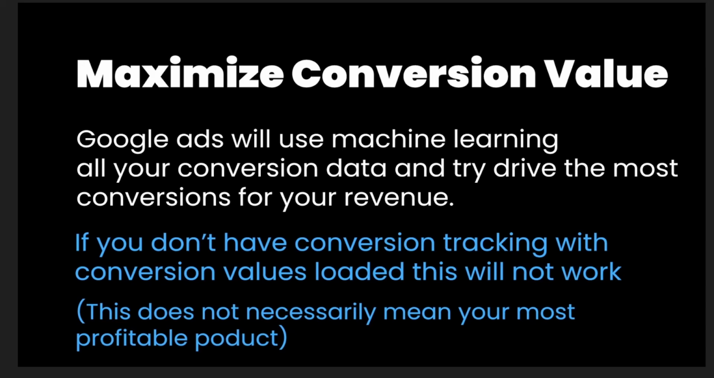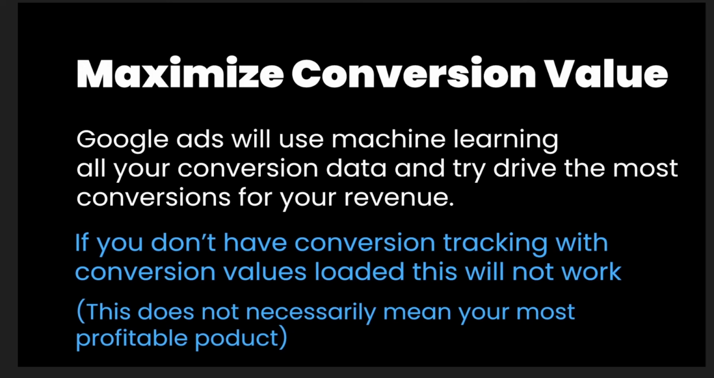And that doesn't necessarily mean it's going to try and sell your most profitable product. So for example, you could have two products. You can have a product that's going for $5 and it's got a high conversion rate, and another product that's going for $500 and it's got a very low conversion rate. Google Ads is going to try and spend your money as wisely as possible and get you the most revenue back. It doesn't really care which products you're making the most money off of. It cares more about driving the overall revenue back to you.